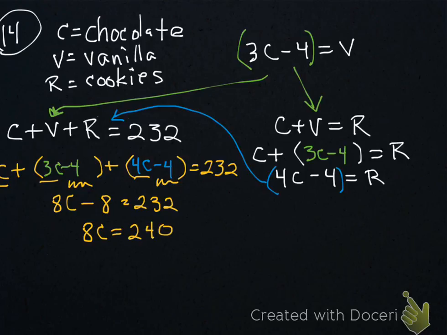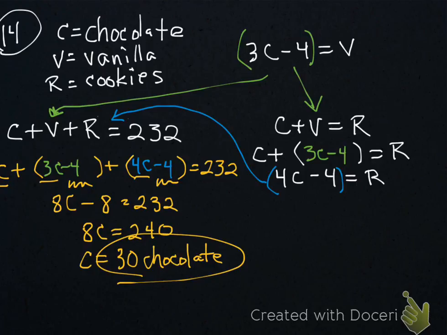Now let's divide by 8. c equals 30. So that means there were 30 chocolate. That's awesome. I like chocolate. Okay, so we have 30 chocolate ice cream cones. Now we can plug c back in and find out our vanilla and our cookies and cream.